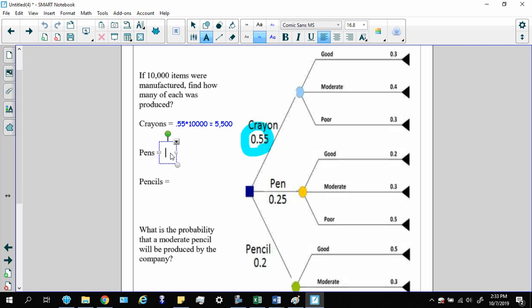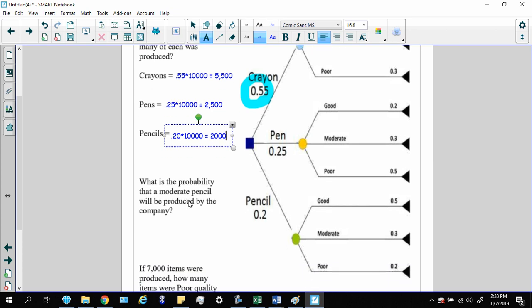Well, that was 25%, so 0.25 times 10,000 gives me 2,500. And then there's pencils, there's 20%, so that's 0.20. Times 10,000, which gives me 2,000. There we go.